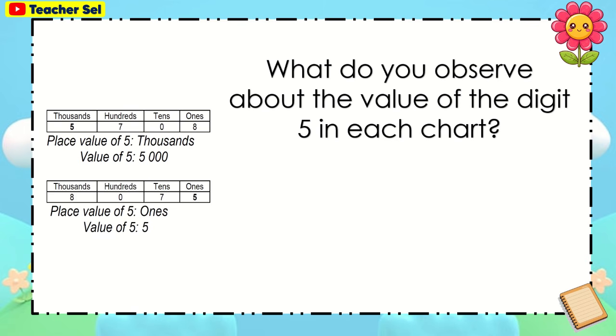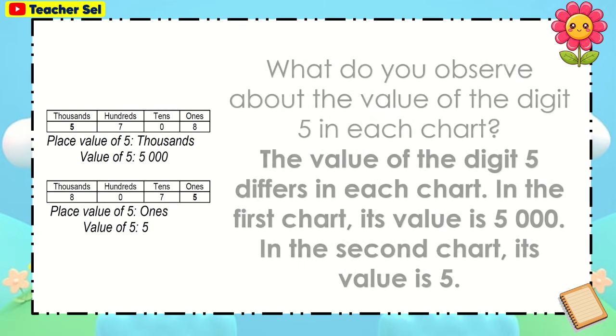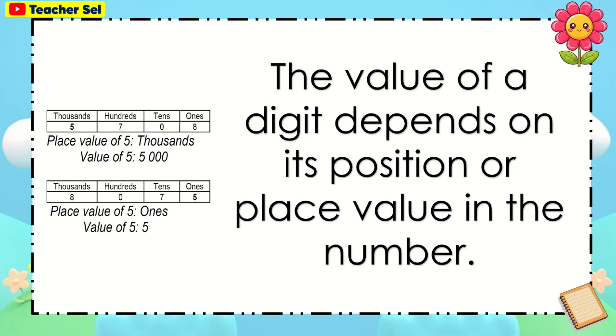What do you observe about the value of the digit 5 in each chart? The value of the digit 5 differs in each chart. In the first chart, its value is 5,000. In the second chart, its value is 5. The value of a digit depends on its position or place value in the number.